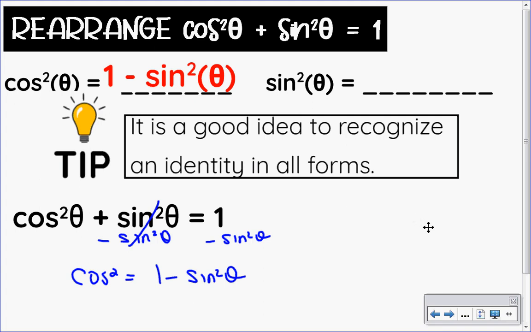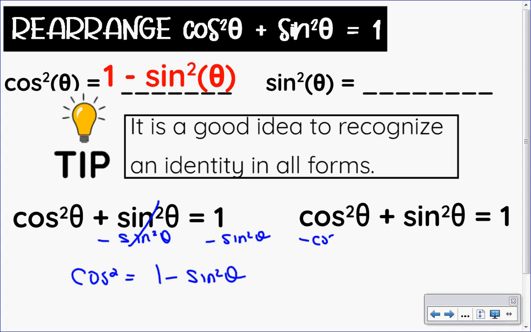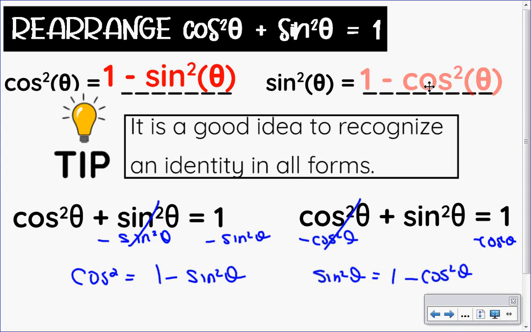Okay, let's try that again, but this time we will isolate for sine squared. This time I will subtract cos squared from both sides. So that's gone, and I'm left with sine squared theta equals 1 minus cos squared theta. That is my other rearrangement. So in a question or an identity or a fraction, if I see 1 minus cos squared, I now know I can replace that with sine squared.